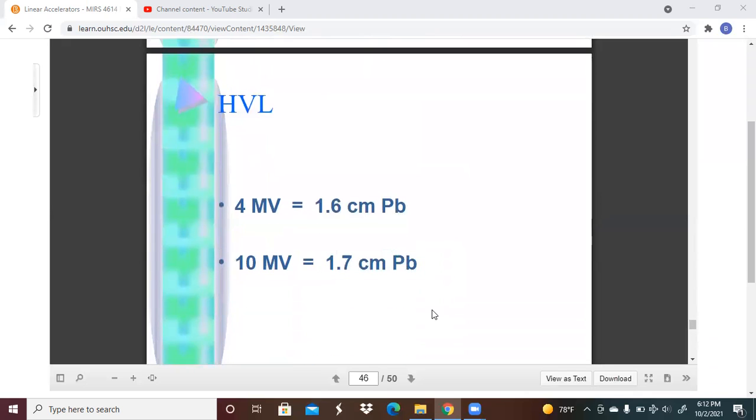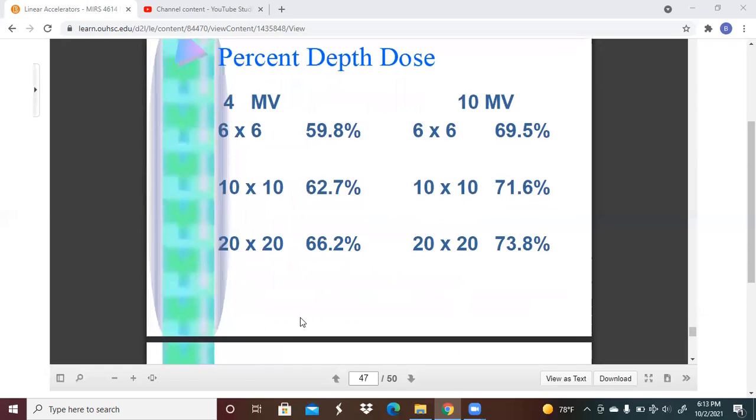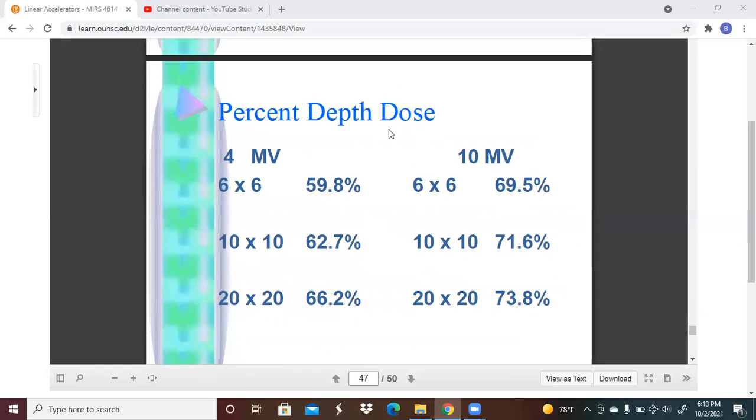Theoretically, it's possible. Half value layers for these two types of energies: you can see there's not much difference, 1.6 and 1.7 centimeters of lead. One thing you can see here is that the percent depth dose that reaches into the patient at a certain depth will increase given an increasing size of the field. So 6x6 for 4 MeV at a particular depth, which it doesn't specify here, but might be 59.8%. You increase the field size, it might increase to 62.7. And 20 by 20 would increase to 66.2.